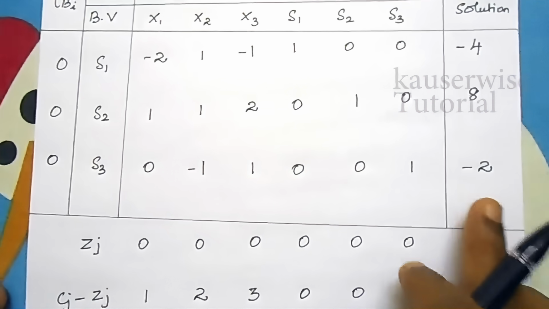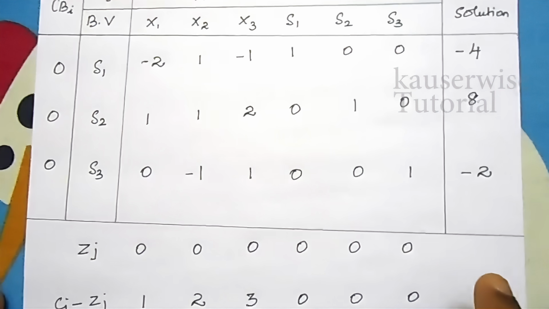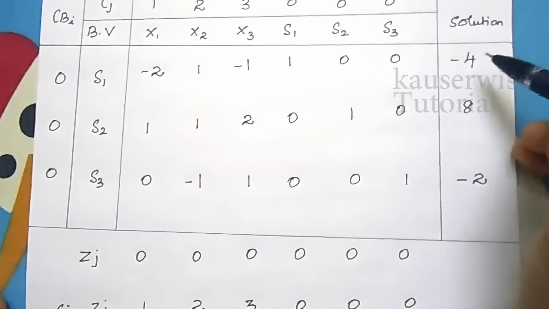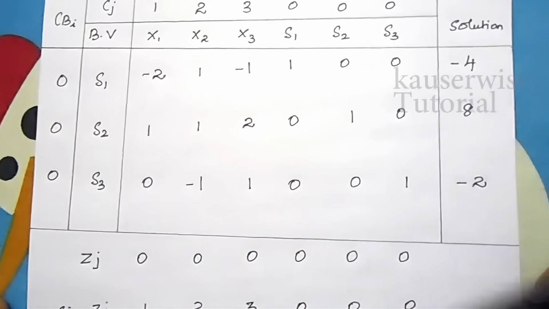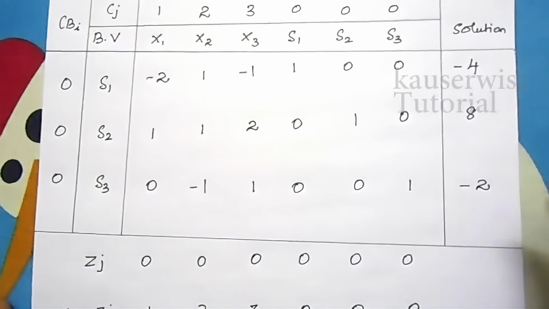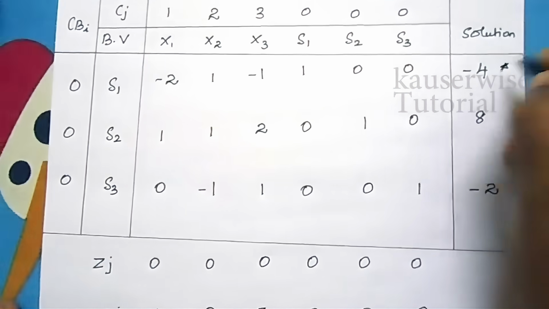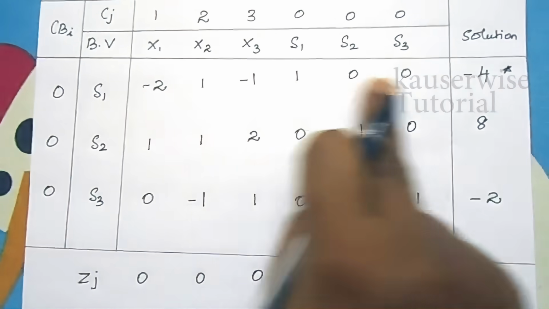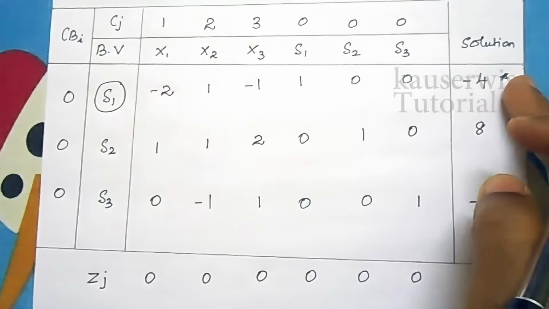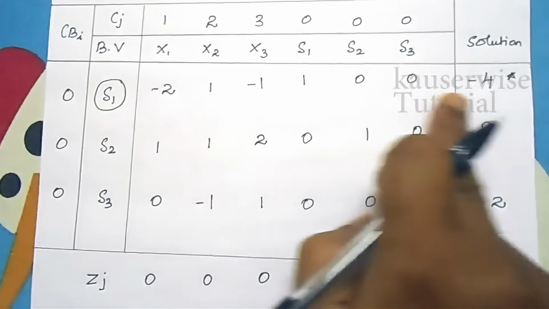In order to remove infeasibility, we need to go further. For that, we need to find the entering variable and leaving variable. For leaving variable, find out the most negative value in the solution column. Here we have two values, minus 4 and minus 2. Which one is most negative? Minus 4 is the most negative value. So this will be the leaving variable. So S1 is the leaving variable. According to this condition, we can identify the leaving variable.